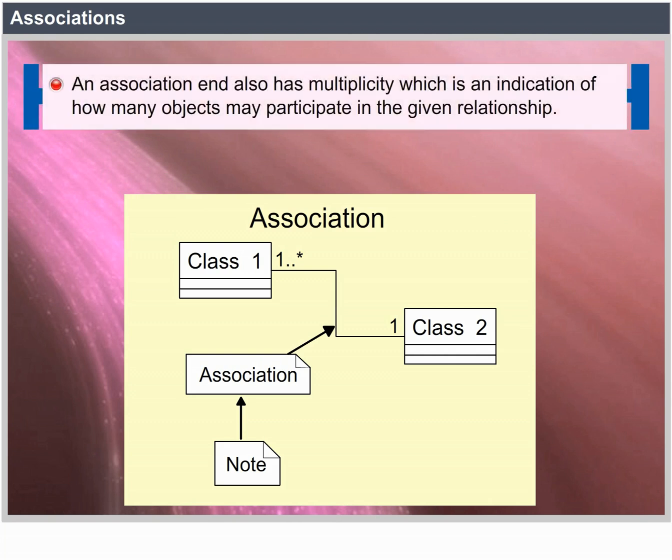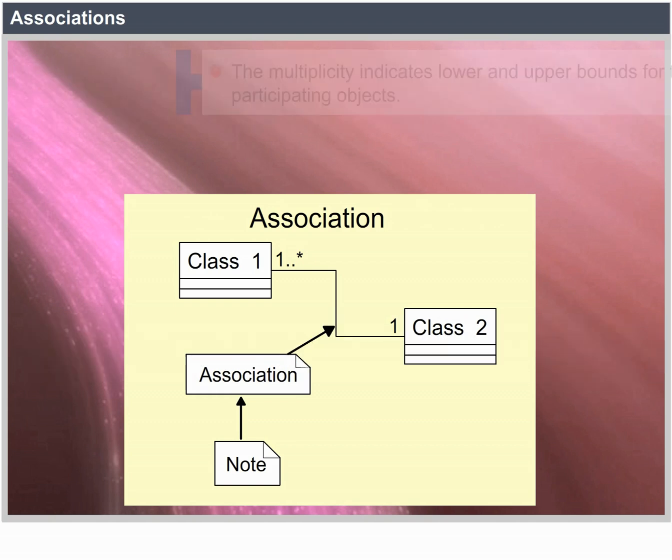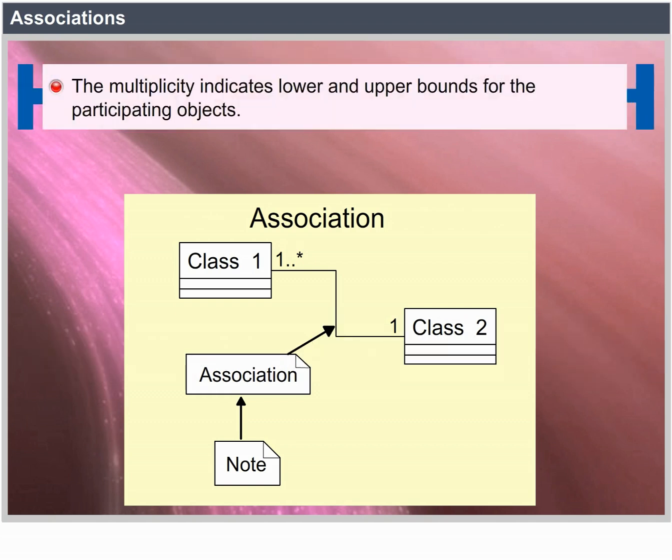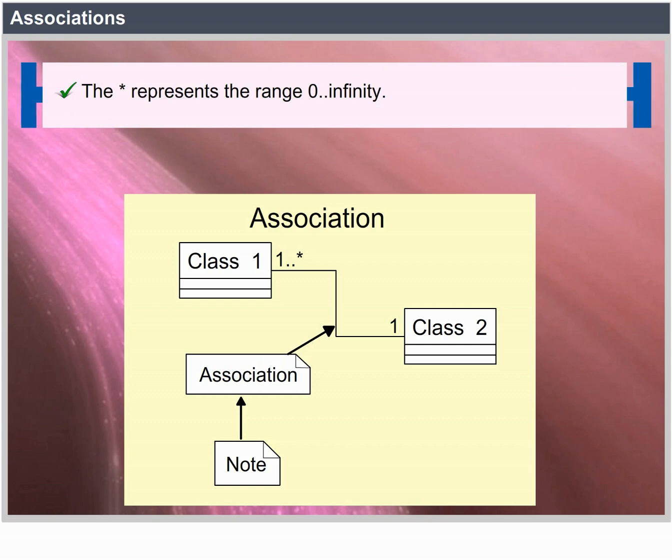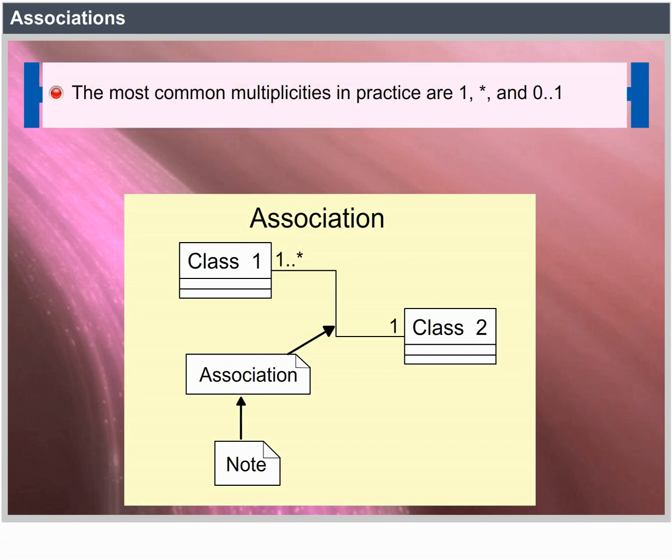An association end also has multiplicity, which is an indication of how many objects may participate in the given relationship. The multiplicity indicates lower and upper bounds for the participating objects. The star represents the range 0 to infinity. The 1 stands for 1 up to 1. The most common multiplicities in practice are 1, star, and 0 to 1.